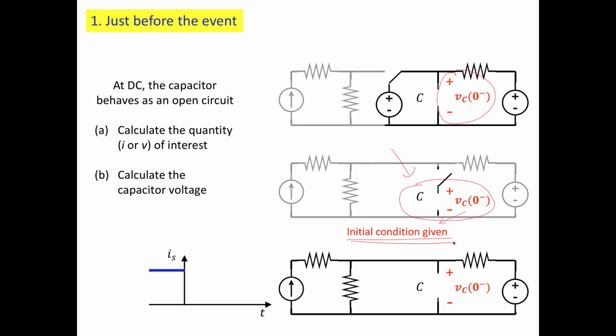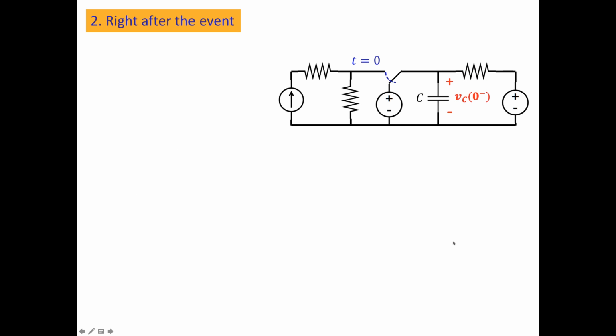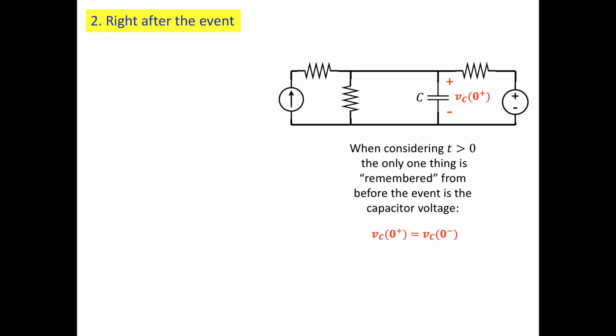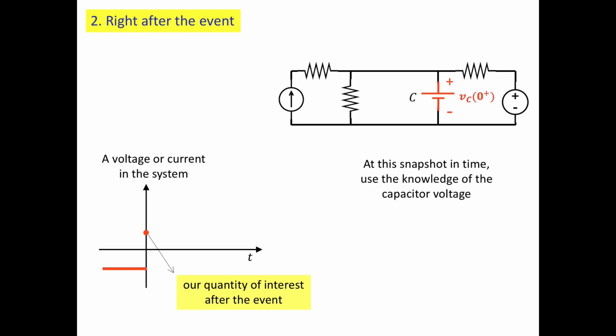Okay, what's next is right after the event. Well, right after the event, the switch has moved, and I know that my capacitor voltage is the same as what it was before the event. So I can use this. I can look at the capacitor voltage as a known quantity. So it's kind of as if it's behaving as a voltage source, but just at that point in time. And I can analyze my circuit, but now with my capacitor as a voltage source, and I can find my current or voltage of interest.